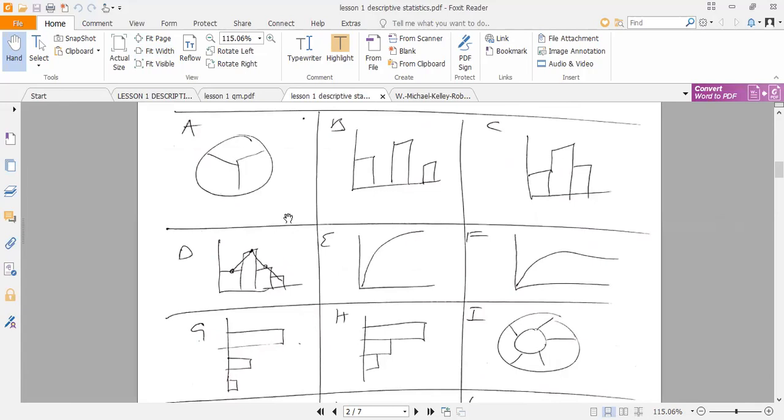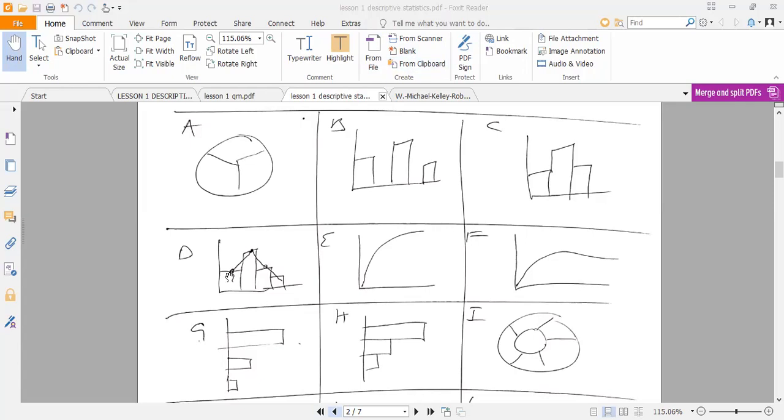That's a pie chart. A is a pie chart. B? B is a bar chart. It's a bar chart, yes. C? Anyone else? What is C? Let's start from what you know before we go to complicated stuff. A histogram. It's a histogram, correct?